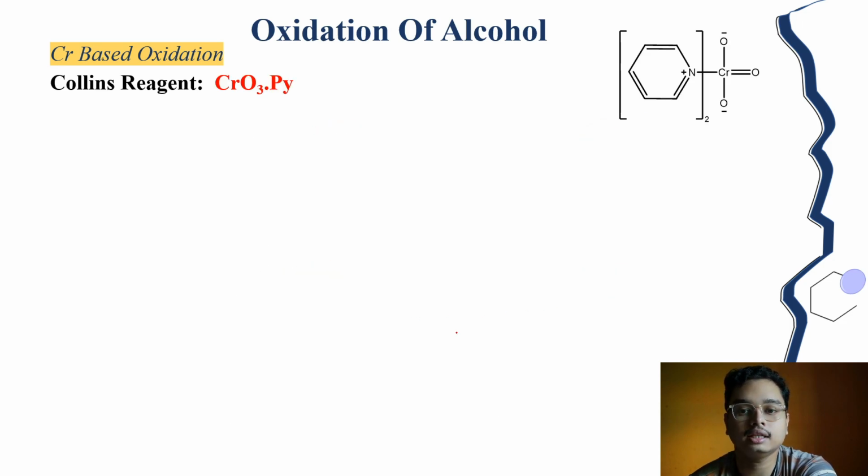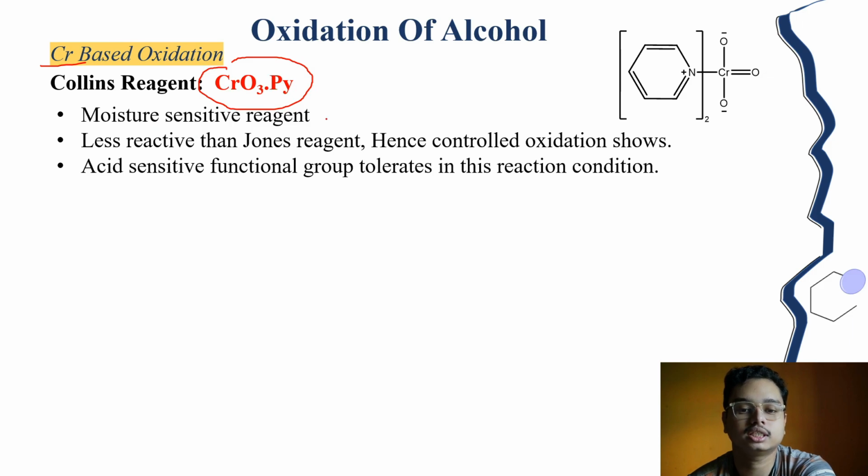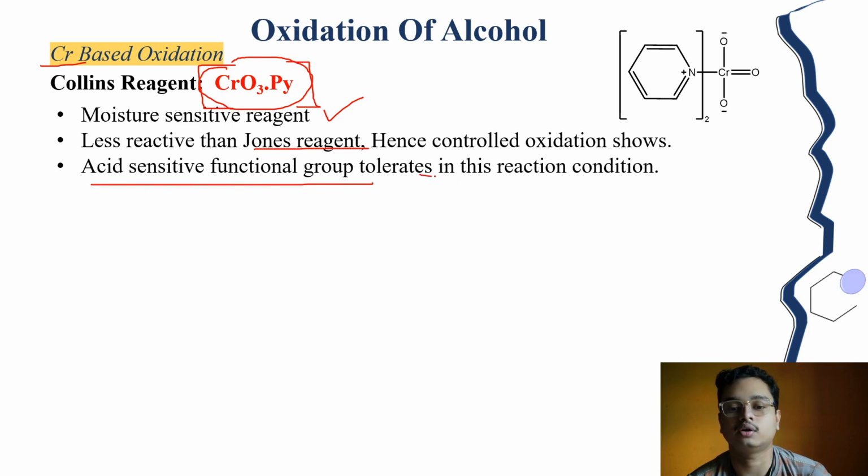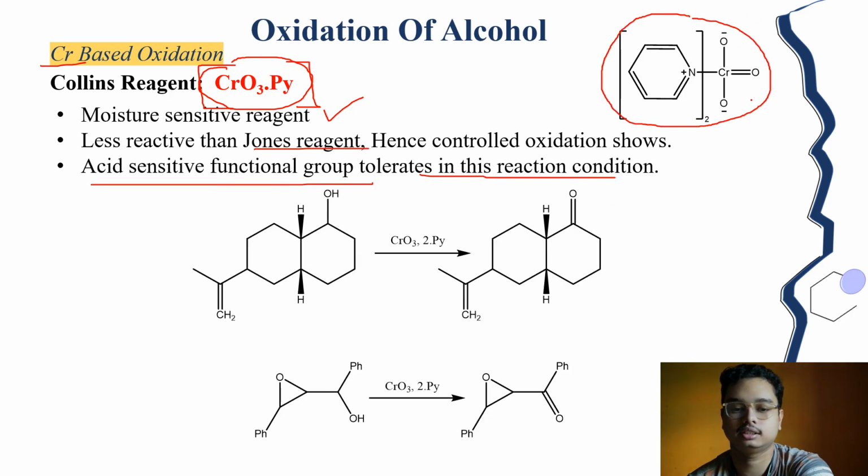Now let us talk about another interesting example, another chromium-based oxidation. This is called the Collins reagent. Collins reagent is a moisture-sensitive reagent, and it shows controlled oxidation because it is less reactive than Jones reagent. If you see here, the composition of Collins reagent contains CrO3 and pyridine. There is no acid content, and that's why acid-sensitive functional groups are tolerated in this reaction condition. And this is the structure of Collins reagent.